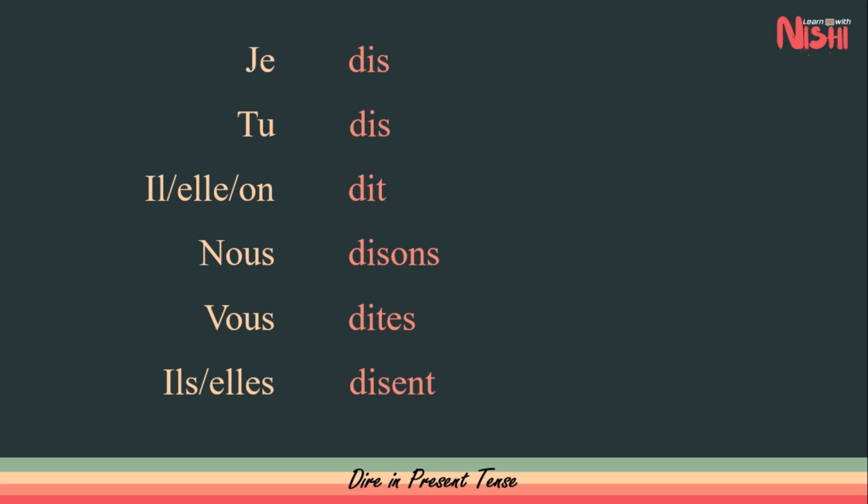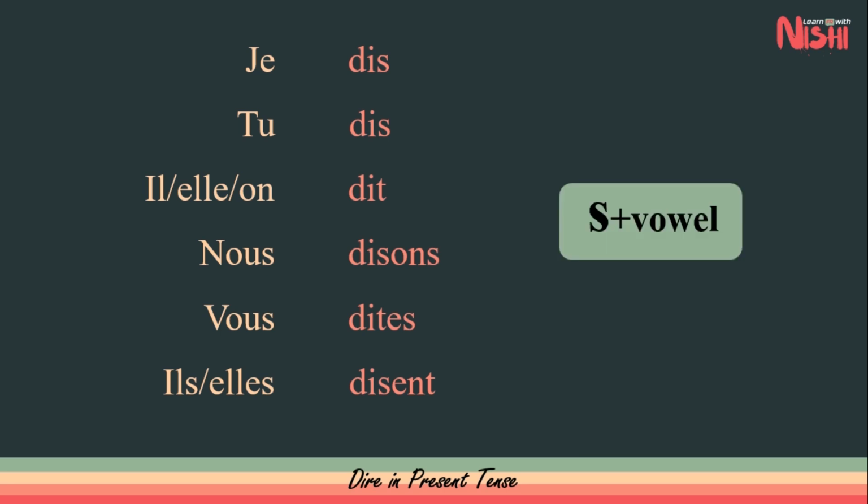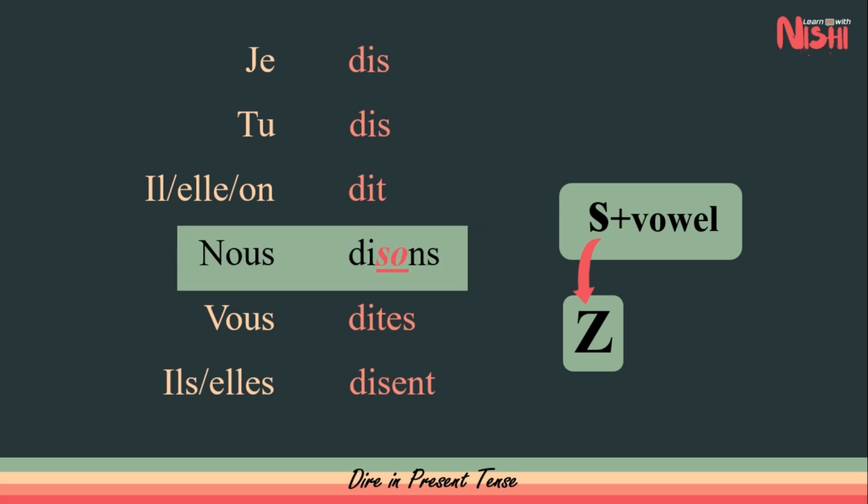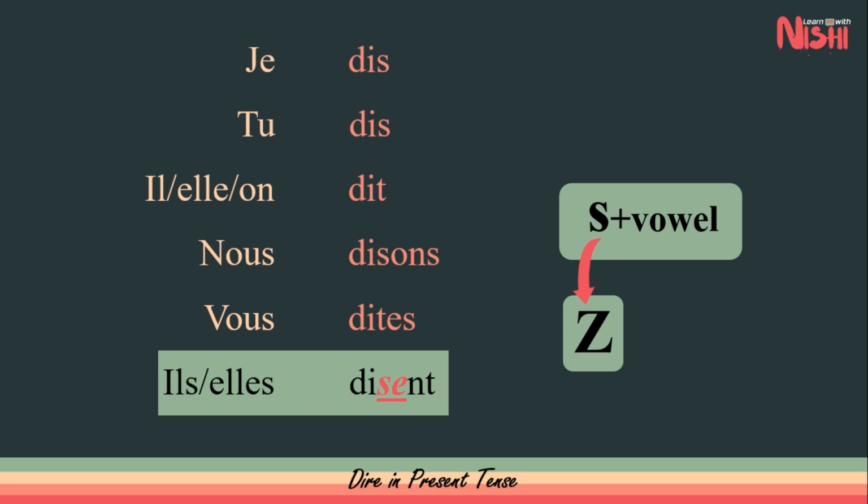And another important thing to know about pronunciation is when S comes before a vowel, it sounds like Z sound. Like here, nous disons, S-O-Z, nous disons. Also, here, il, elle, these. Okay?